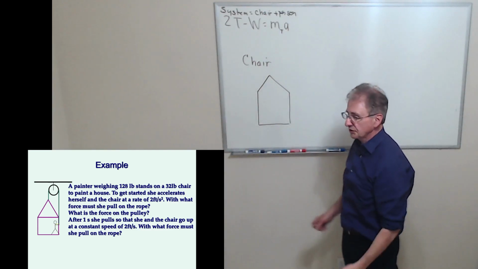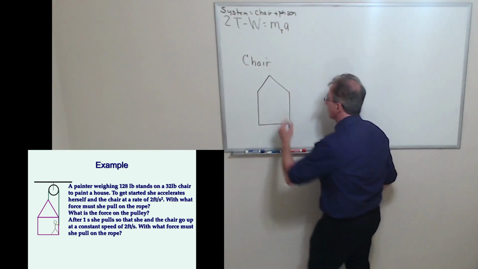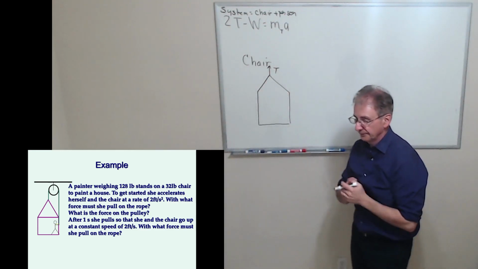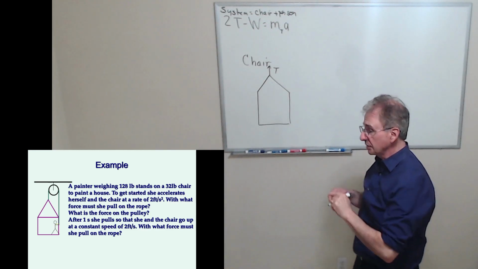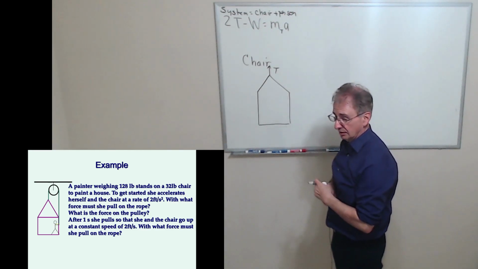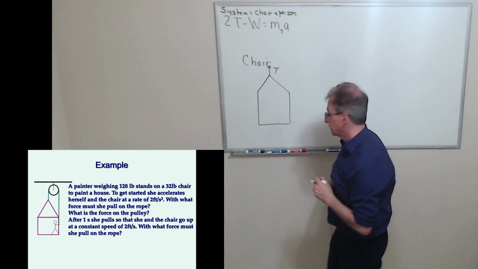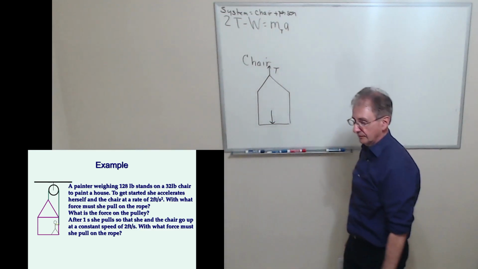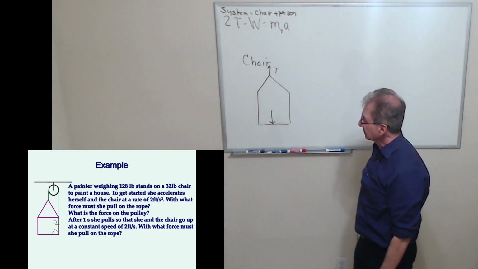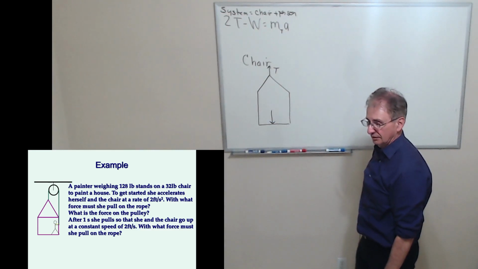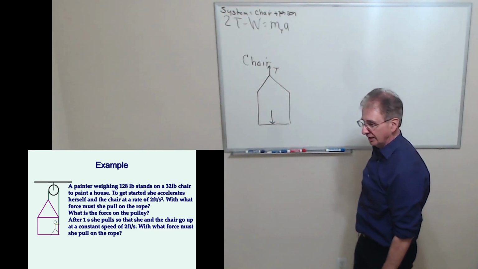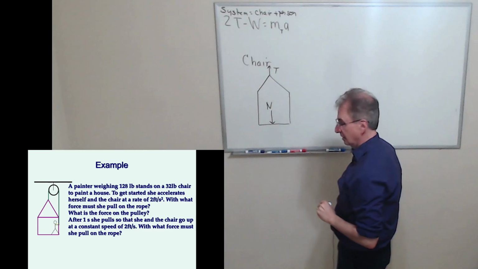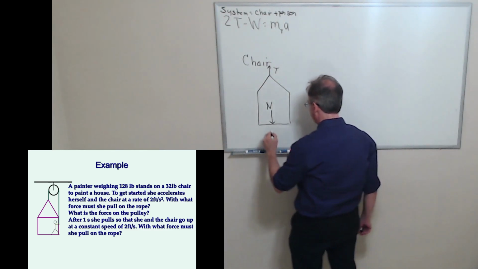First question is, what's touching the chair? And what's touching the chair is this rope. What else is touching the chair? Well, the person is standing on the chair. And so the person is exerting a downward force on the chair. Is it equal to the weight of the person? No. In fact, I want to call it N. And it points down. The other force that we have is the weight of the chair.